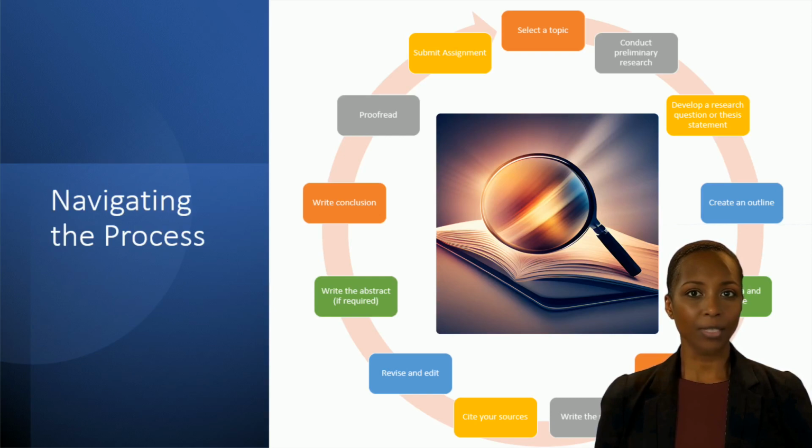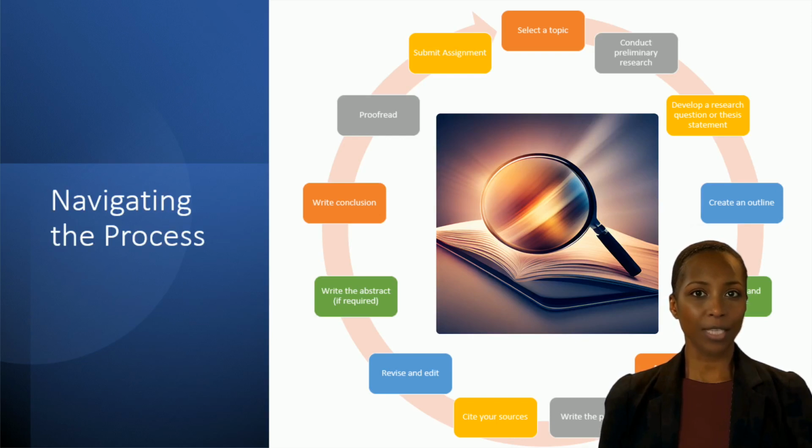Write the paper. Begin by writing the introduction, providing background information on your topic and stating your research question or thesis. Follow your outline to develop the main body of the paper, presenting your literature review, methodology, results, and discussion in a logical sequence. Use clear and concise language, and support your arguments with evidence from your research. Cite your sources. Throughout your paper, provide proper citations for all the sources you have used. Follow a specific citation style of APA to ensure consistency and accuracy.